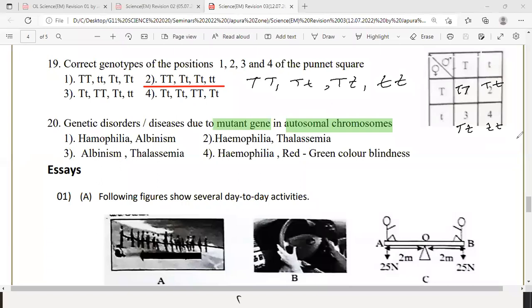Amadi. Third one. Yeah. Albinism and thalassemia. Very good. Answer is third. Very good. Correct. Question number 20. Answer is 3. I'll go over a small short note. I think if you already know, no problem. Otherwise, the others you better copy down.